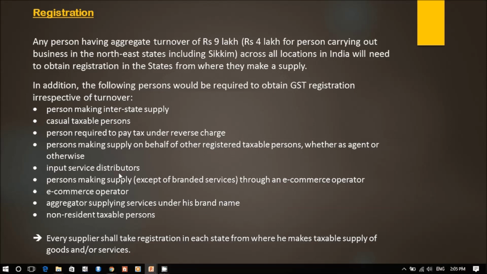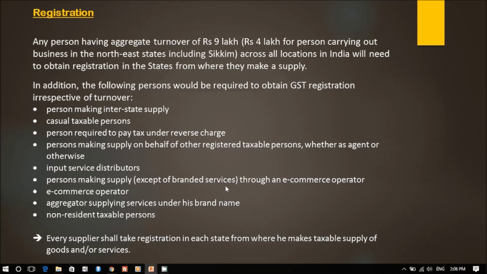Input service distributor. This concept is the same as in service tax. Input service distributors distribute their input credits to their branches. So they have to mandatorily take the registration. They don't have turnover, but they have to take the registration. Then only they can distribute their input credit on the service component only. The main thing is they can distribute input credit only on the services, not on the goods or the capital goods.